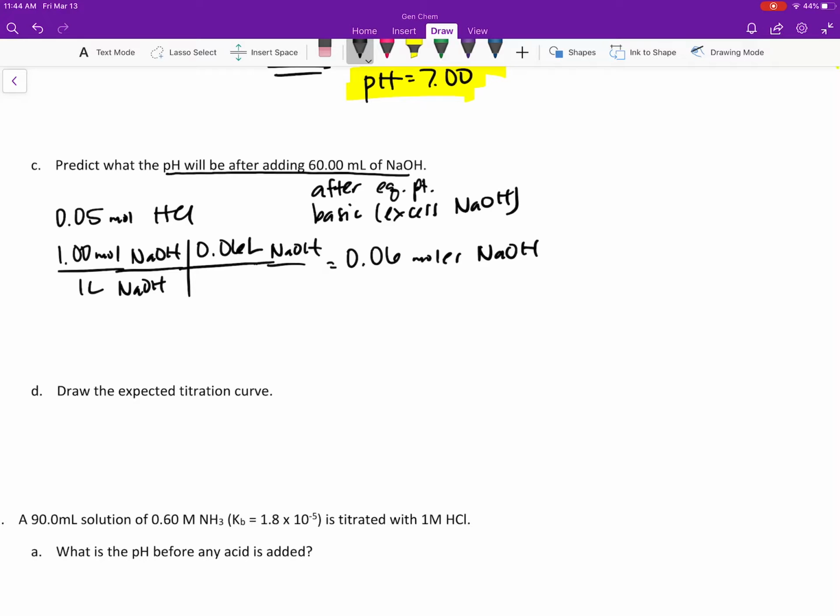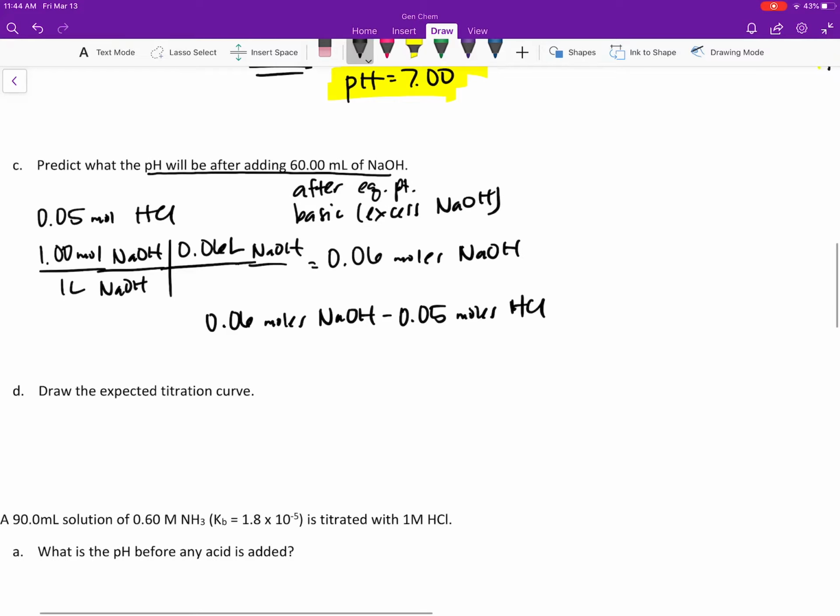So I'm going to take the difference between 0.06 moles of NaOH, which is now my larger number, my excess reagent. Subtract that from my limiting reagent, which is the 0.05 moles of HCl, which gives me a difference of 0.01 moles of excess NaOH. I need to divide that by my new volume. I added 60, started with 50. That's 110 milliliters.